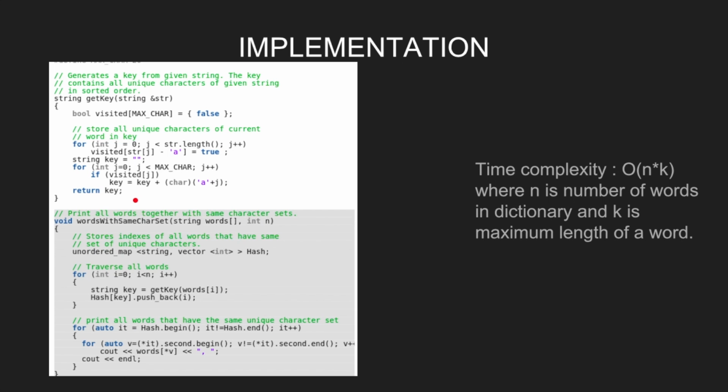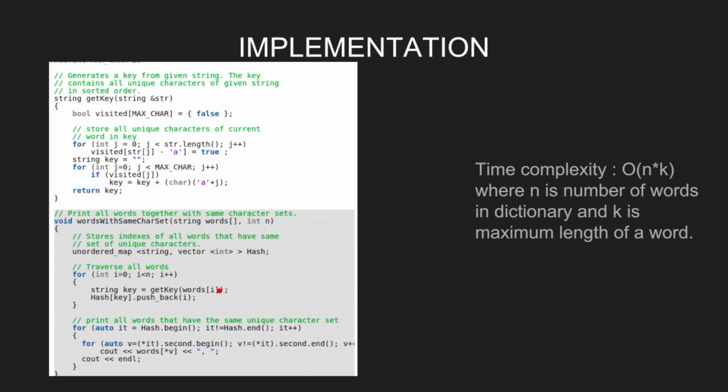Now let's look at the wordsWithSameCharSet function, which prints all the words together with the same character sets. We create an unordered map called hash with data types string and vector of int to store indexes of all the words that have the same set of unique characters. Then we traverse all the words, and for each word we get its key, and then in the map we do hash[key].push_back(i).